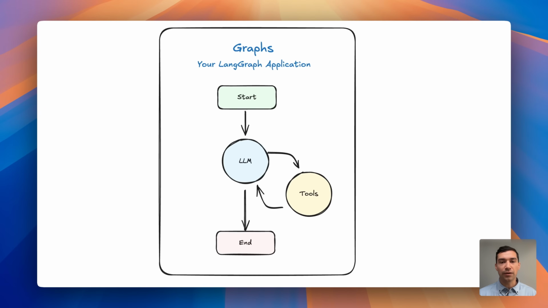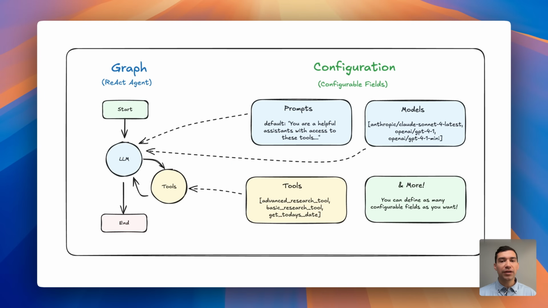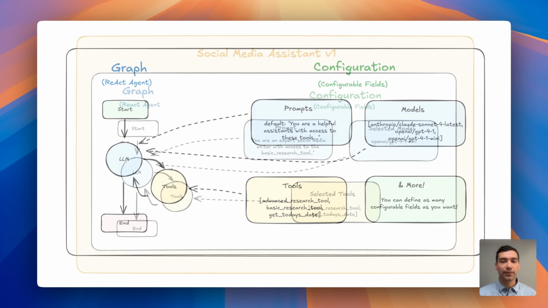That's where configuration comes in. Configuration is how we can specify these customizable details in our graph. For example, for this React style agent, we've set different prompts, we can set different models to use, and we can set different tools our model has access to. Additionally, you can define any configuration fields you want. This allows you to have the same graph with completely different capabilities based on its runtime configuration.